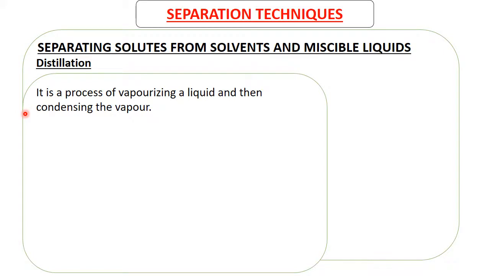I'm going to illustrate that, so don't worry. The main point is in distillation you evaporate a liquid and then you condense it back to get it. Then the other component of the mixture will remain behind, as you're going to see.